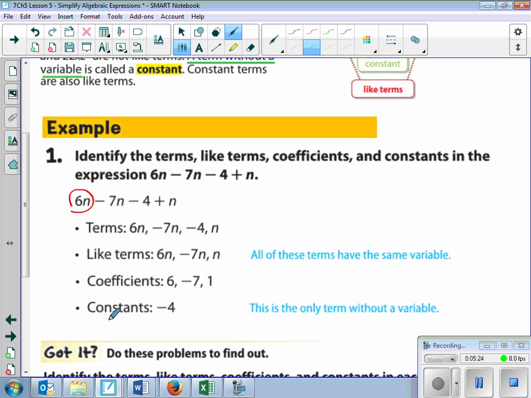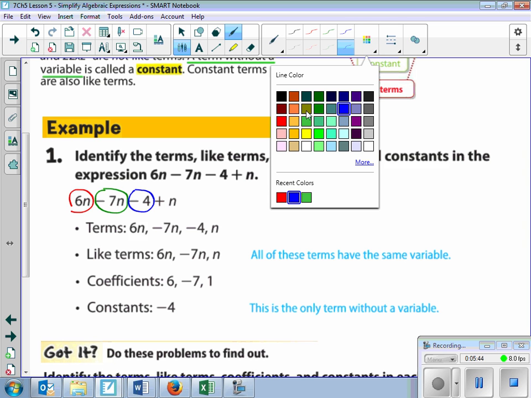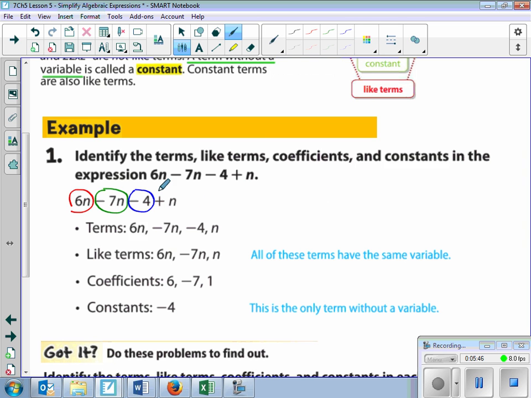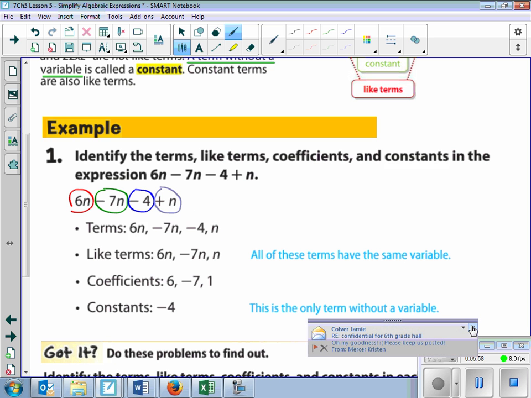you can see that 6n is a term. You can see that 7n, what kind of 7n? Negative. A negative 7n is a term. What's this next one? Negative 4. Negative 4 is a term. And then, let's use purple, you will see that a positive n is a term. Do I have to write the plus in front of the positive n? No, so you just write n. Is everybody clear with that?